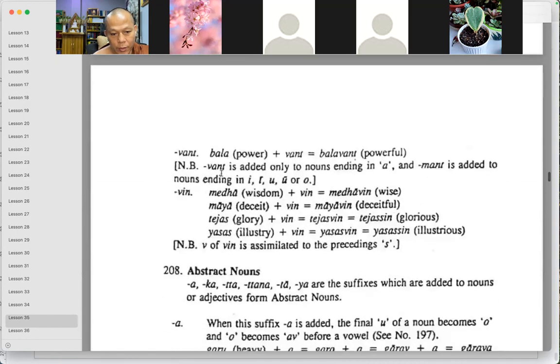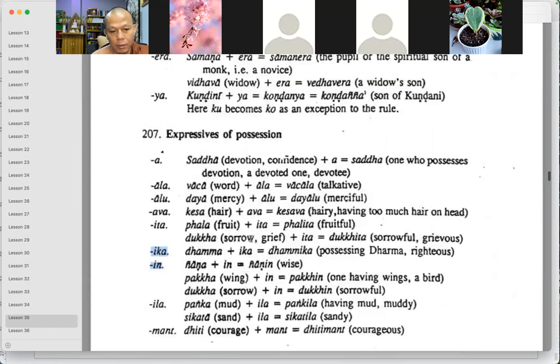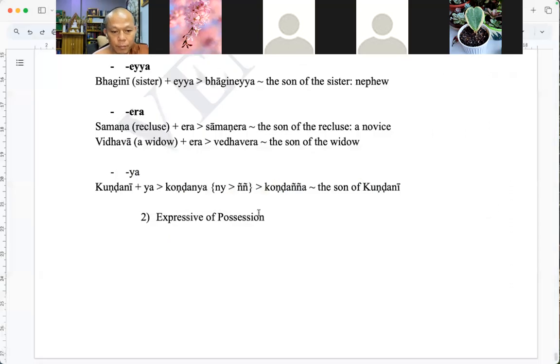So that is one here, you see. Want is added only to nouns ending in R. Man is added to nouns ending in E, O, and so on. Those are already in the previous lesson, lesson 21. But again, now briefly together with these. So the first one is the a suffix. And then the a suffix.